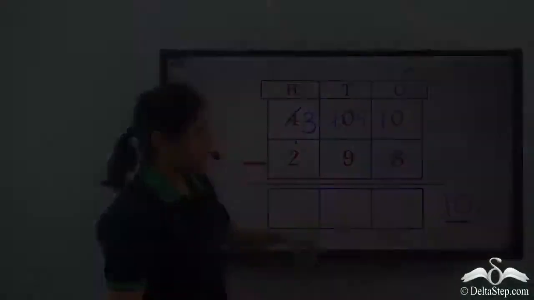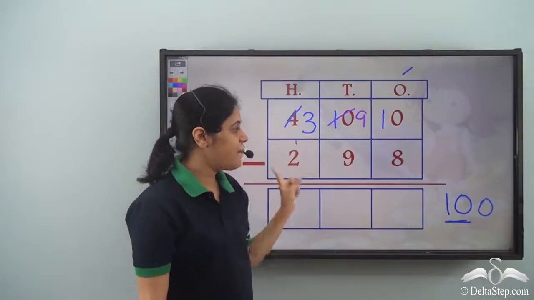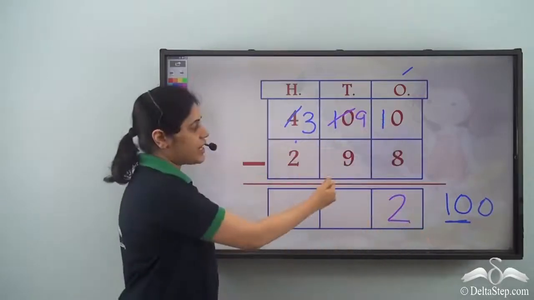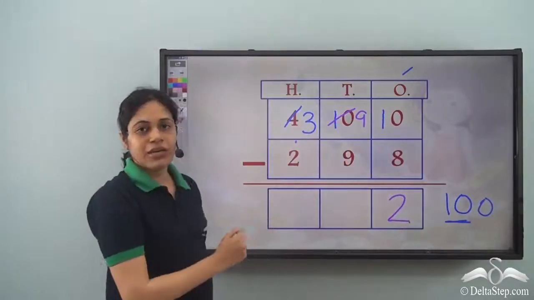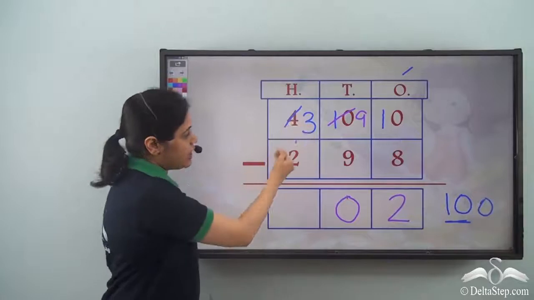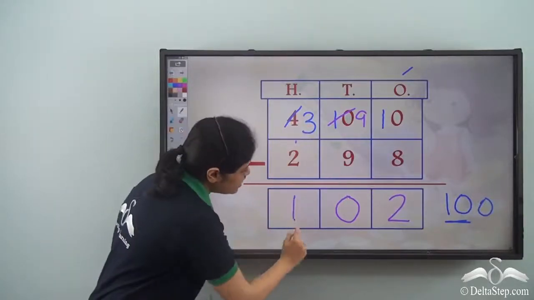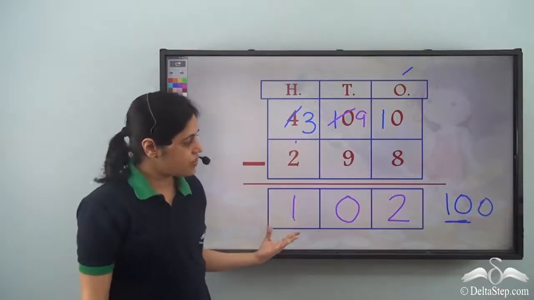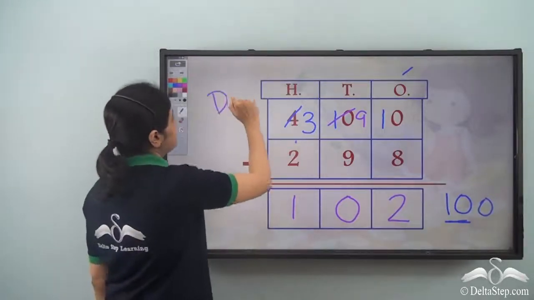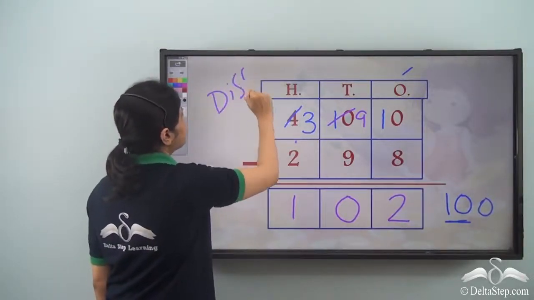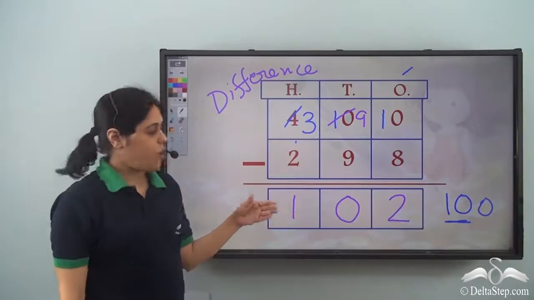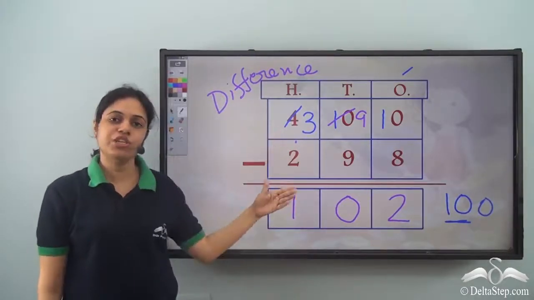So now let us subtract. In the ones room, I have 10 minus 8. 10 minus 8 is 2. In the tens room, I have 9 minus 9. 9 minus 9 is 0. And in the hundreds room, I have 3 minus 2. 3 minus 2 is 1. So the answer is 102. This is the difference of these two numbers, or the answer when we subtract these two 3-digit numbers.